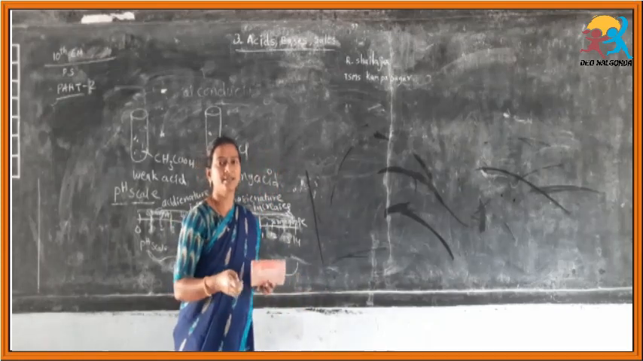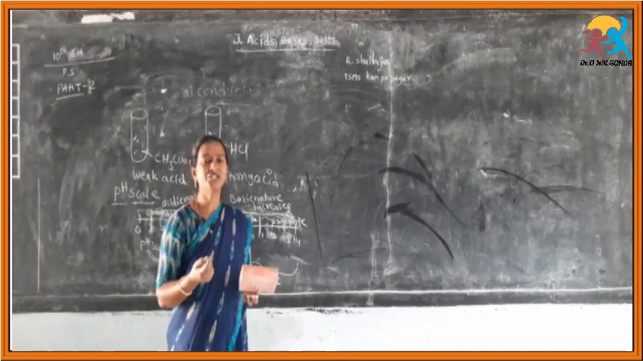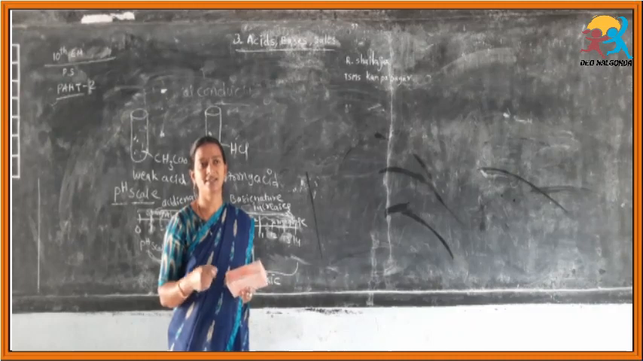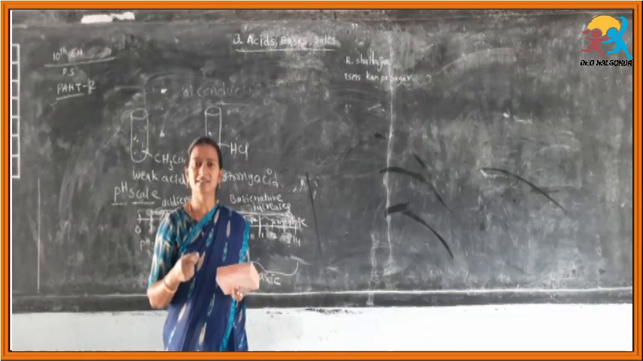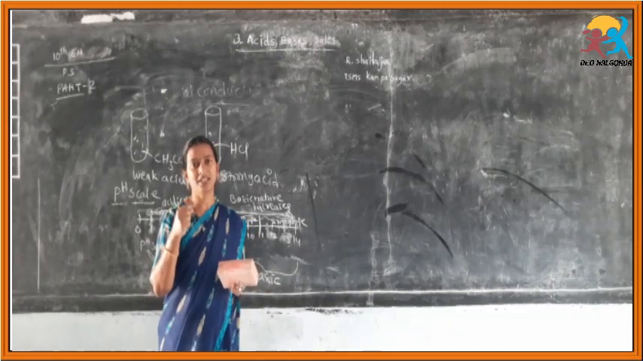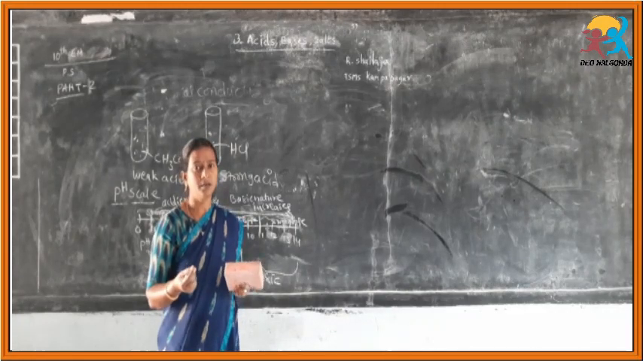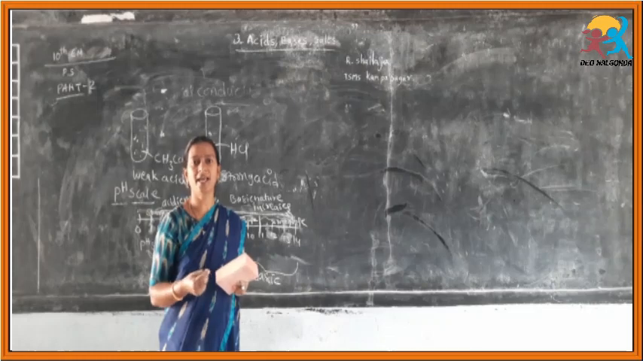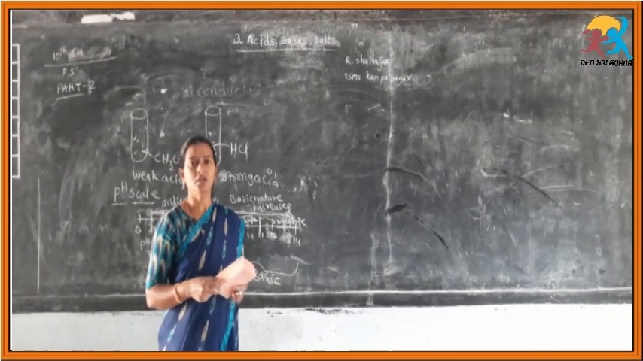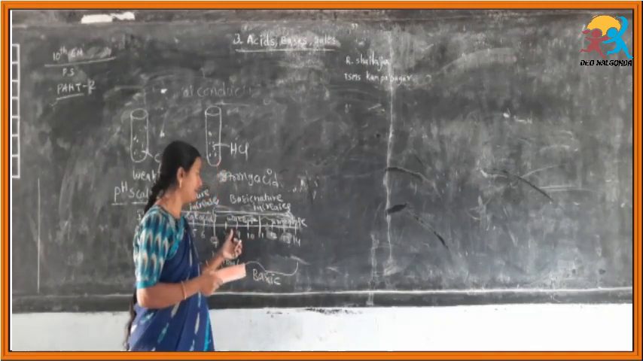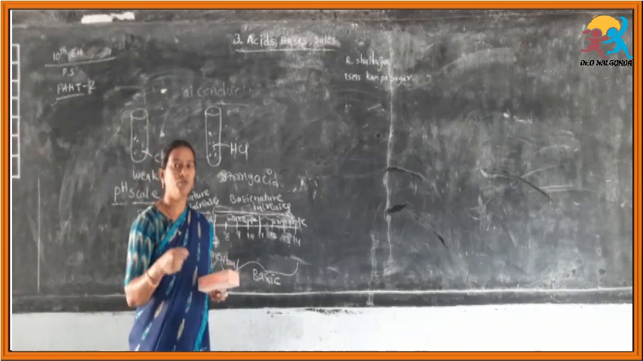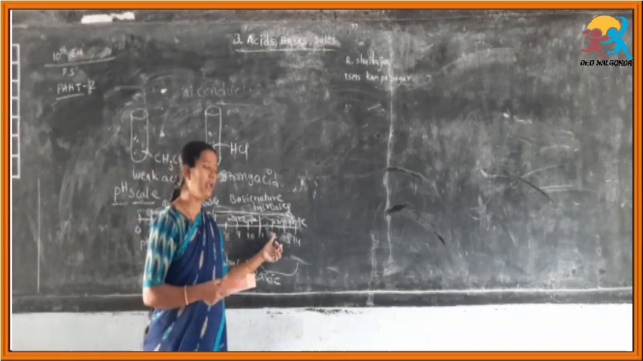For example, distilled water is a neutral substance. The pH value is 7. In the textbook there is a scale where some examples are given. Suppose baking soda, it is mildly basic in nature, so the pH value is about 7.8. And washing soda, that value is 12.8.